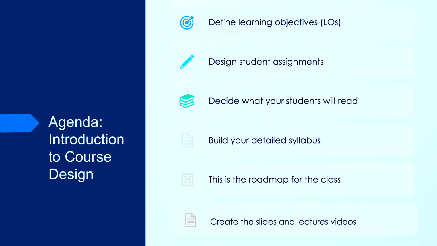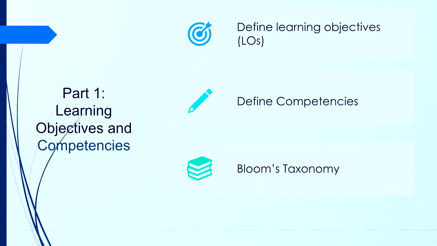We're going to look at how to build a detailed syllabus so we have a roadmap for the class, so both the instructor and the student know what's coming next. And lastly, we're going to talk about creating slides and lectures and video so we can provide content to the student in the best way. Now, this course is in two parts, and in part one, we're going to talk about learning objectives and competencies, and we're going to talk a little bit about a structure called Bloom's taxonomy.